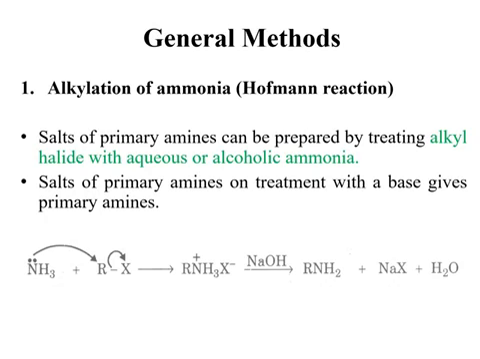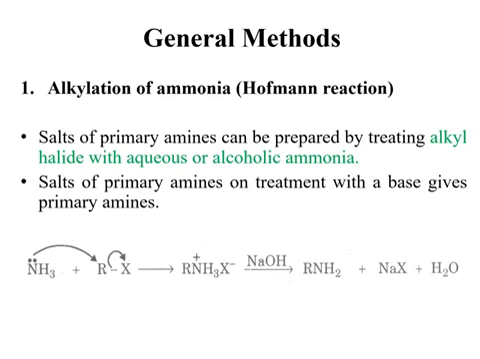So the arrowhead from two dots on nitrogen is showing that ammonia is giving its lone pair to the alkyl group, and the arrow that is showing the bond between R and X going towards X shows that the bond between R and X is to be broken. So when ammonia donates its lone pair to the alkyl group, there will be formation of a coordinate covalent bond between ammonia and R. So it will convert into an ammonium ion.